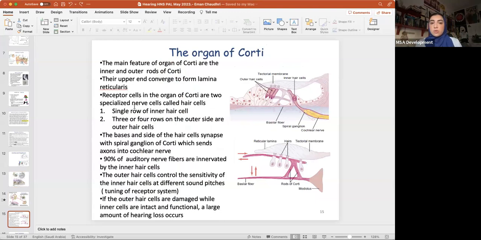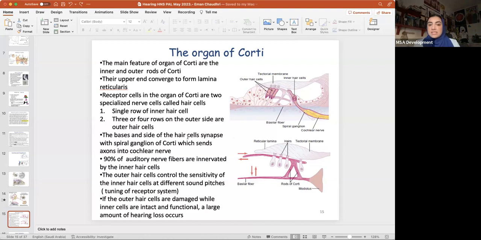So you have receptor cells in the organ of Corti that are two specialized nerve cells called hair cells. So hair cells are a specialized type of cell, therefore a specialized function, specifically a special sense, hearing, such as taste, smell. Hearing is also a special sense. All right. So you have your outer ones, like we said, they're responsible for mediating sound, and the inner hair cells are responsible for the actual hearing, for the noise, and they start moving as soon as sound waves are perceived. Okay.